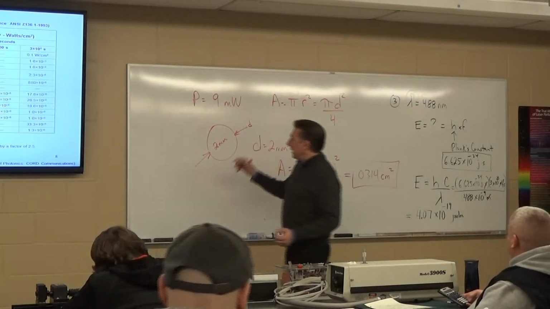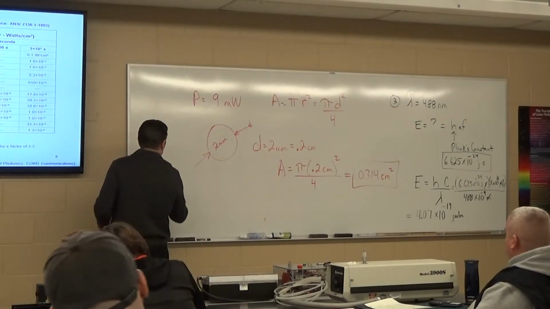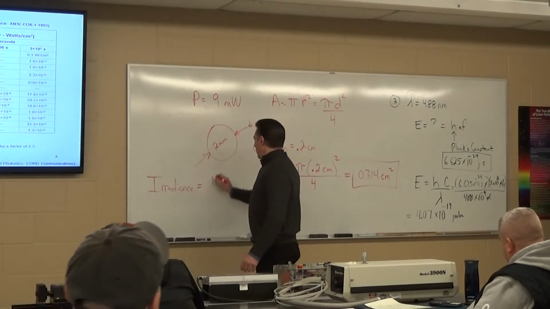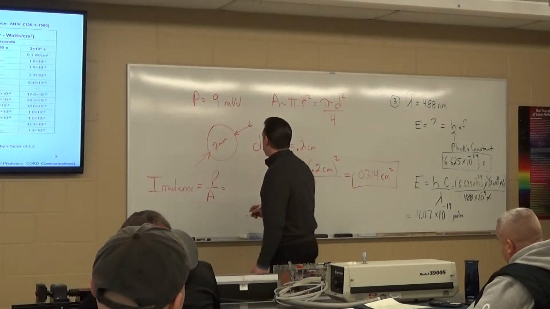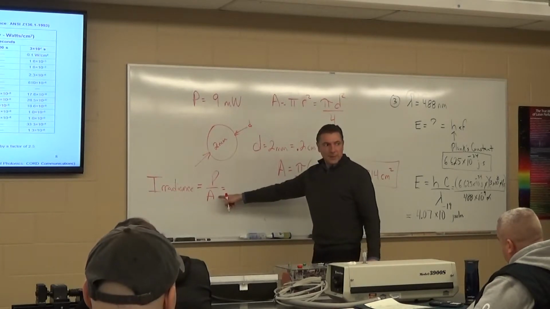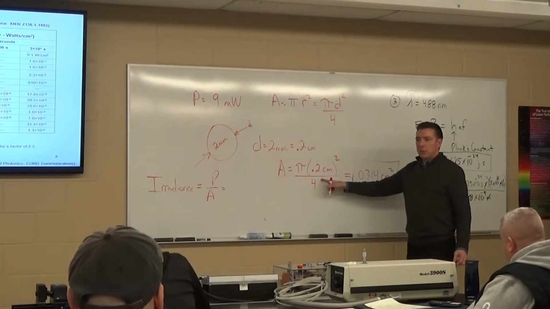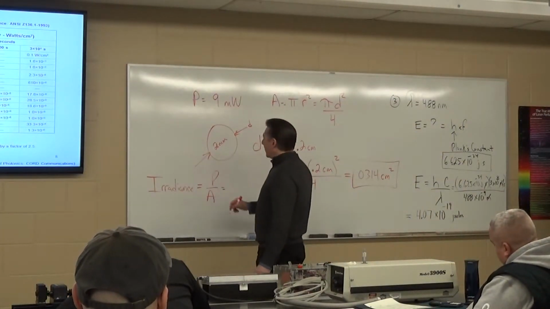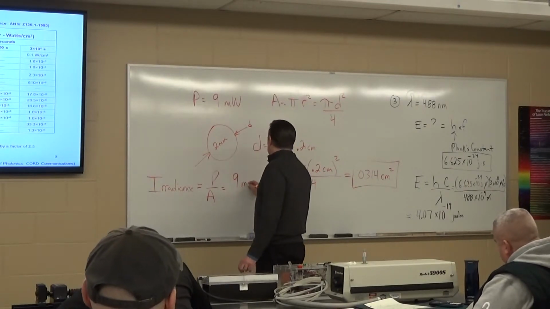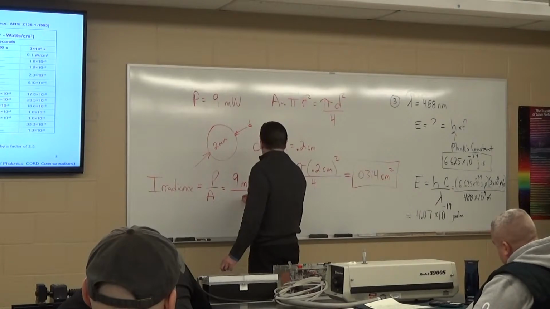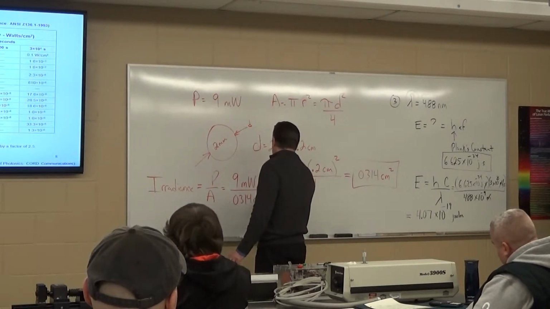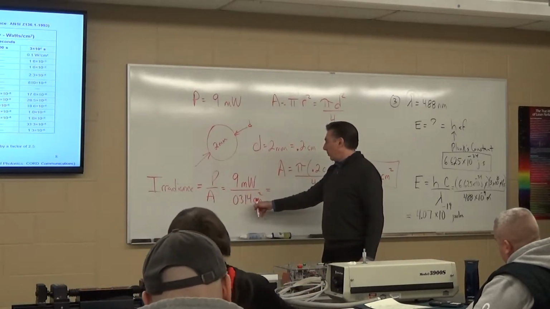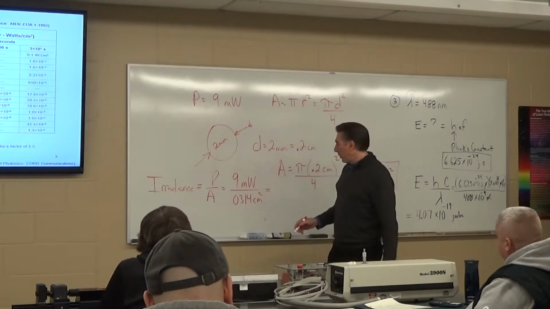So if we plug that into our irradiance equation now, irradiance is equal to power divided by area. I divided it by 4 when we calculated the area. So if we plug our numbers in here, we have 9 milliwatts divided by 0.0314 centimeters squared. Notice our units will be milliwatts per centimeter squared. So what's 9 divided by 0.0314?